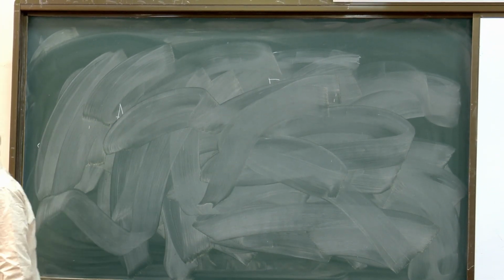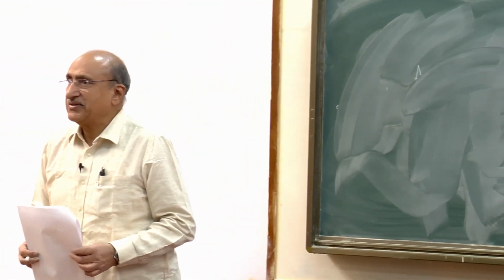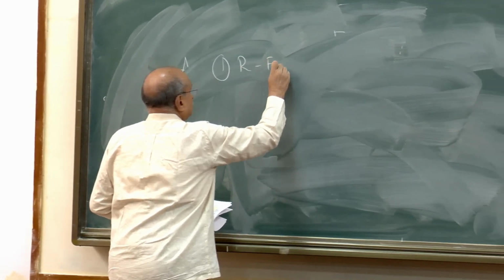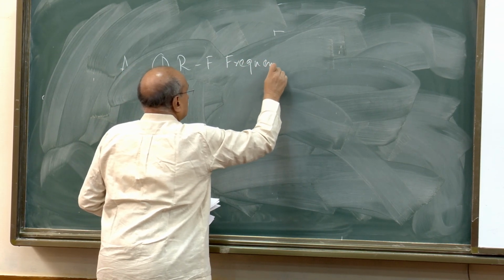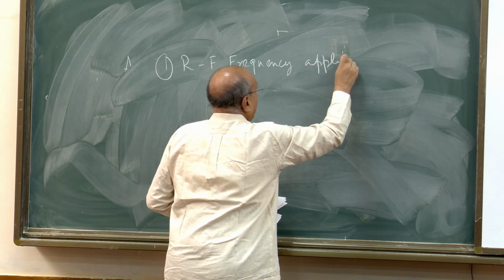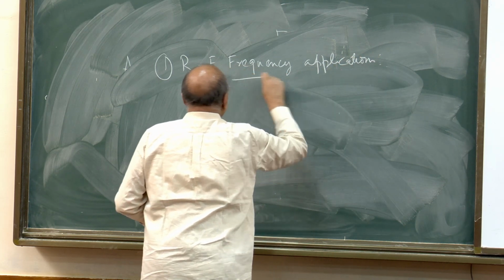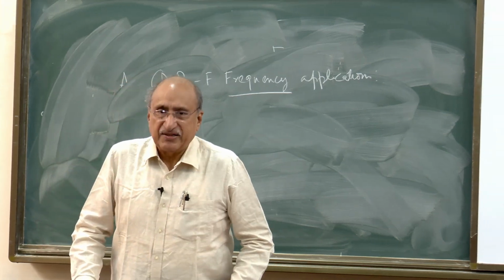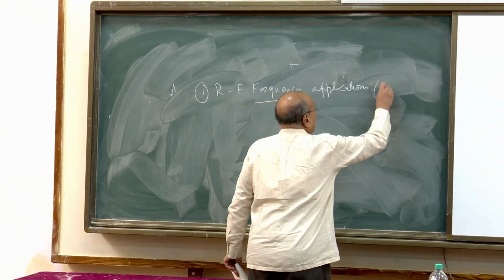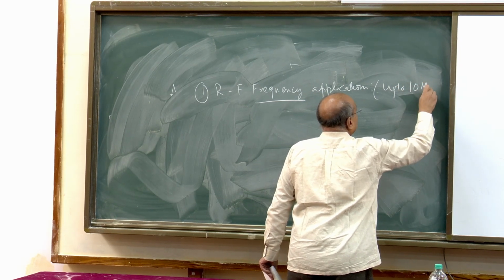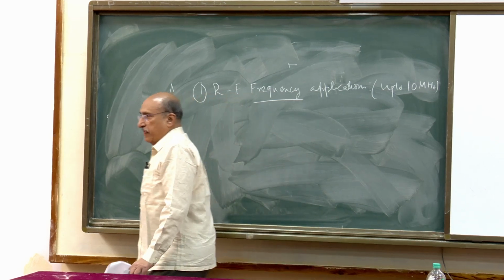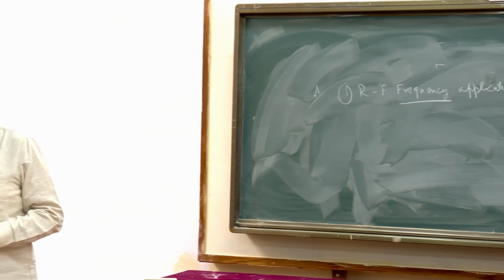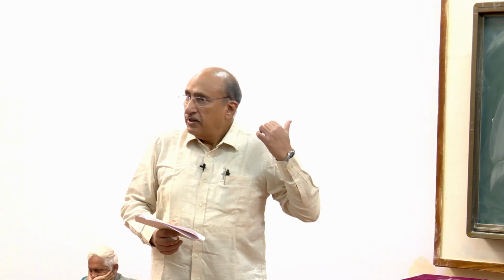Here I am listing 4 major applications. There could be many more minor applications. It does not mean that these are the only applications. One is what we call an RF frequency application, which essentially means up to 10 megahertz. Looking at the range of frequency over which ferrites can be utilized, this is the lowest frequency range.